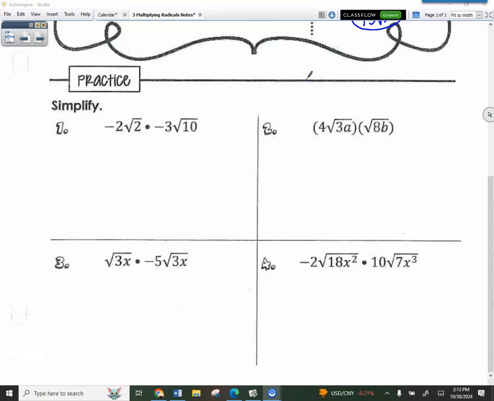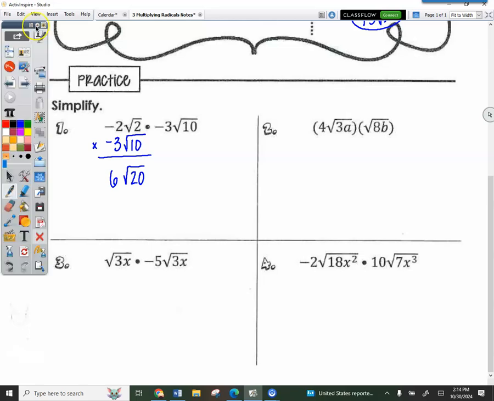Let me show you another way to organize it. Some people don't like when it's written out in a horizontal fashion. They like to just come underneath and say, okay, I'm multiplying by -3 root 10. And then they multiply straight down. So that's 6 root 20. Some people do it that way. You don't have to. It's an option. And then, of course, you got to break down the root 20, right?